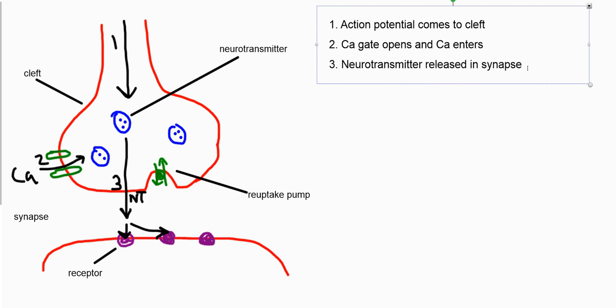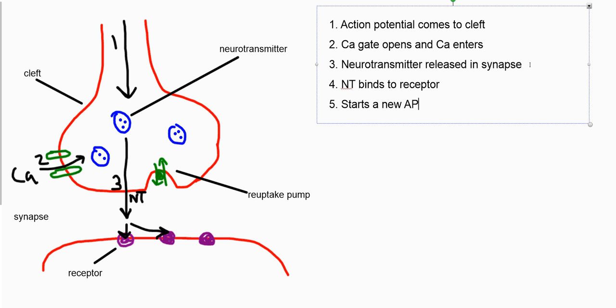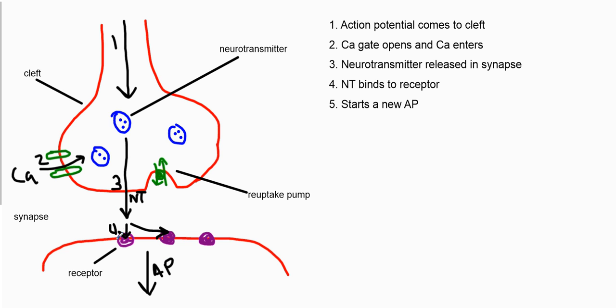So let's go ahead and write that down here. So the neurotransmitter, and I'm getting a little lazy now, so I'm going to indicate it as NT, binds to the receptor. Okay? And what happens when it binds to the receptor in the postsynaptic cell? It starts a new action potential. So in the postsynaptic cell here, we then start a new action potential. So there it goes. So this was number 4 over here, and then it starts a new action potential. So here we go, right? Electrical, chemical in the synapse, and then electrical again here.